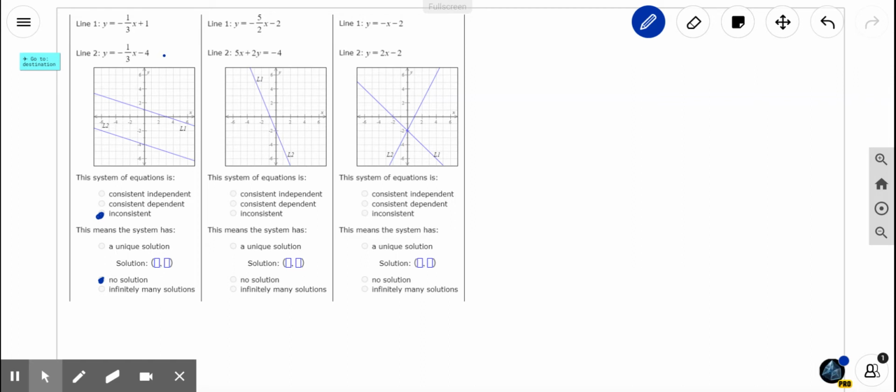I do not know whether the same lines, when they're the same lines, I would think that it would be consistent and consistent dependent. I do know it has infinitely many solutions because basically it's the same line. You see what they did? They graphed this line and then they graphed the second line, and it's the same line. If you guys were to solve for y on the second line, you would get negative 5x minus 4, and then you divide by 2, and you would get y is equal to negative 5/2 x minus 2. It's the same exact line. Okay, so you can look at that up.